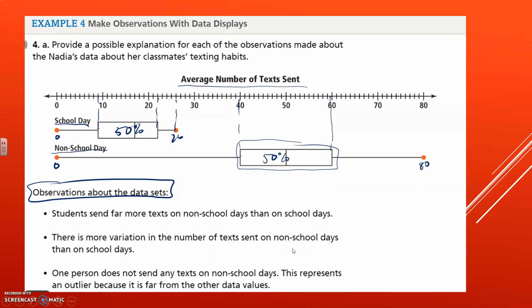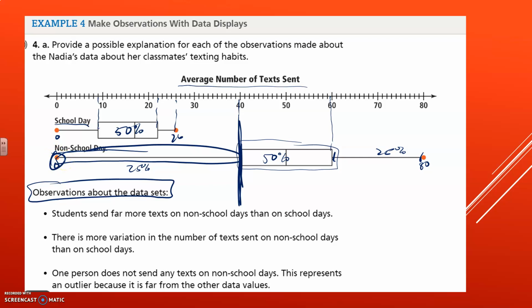And then it says, one person did not send any texts on non-school days. This represents an outlier because it is far from the other data values. That one's a little harder because we don't have the dot plot showing what's happening in between here. However, since we know that 50%, and actually this line right here would represent another 25%, so 25% of students fall between 0 and 40. We could maybe anticipate that 0 could be an outlier. It would be hard to know for sure if there's a cluster down there. There could be a whole cluster of students down here, but it is pretty far away from the 40. So I think that's actually a fairly decent claim.